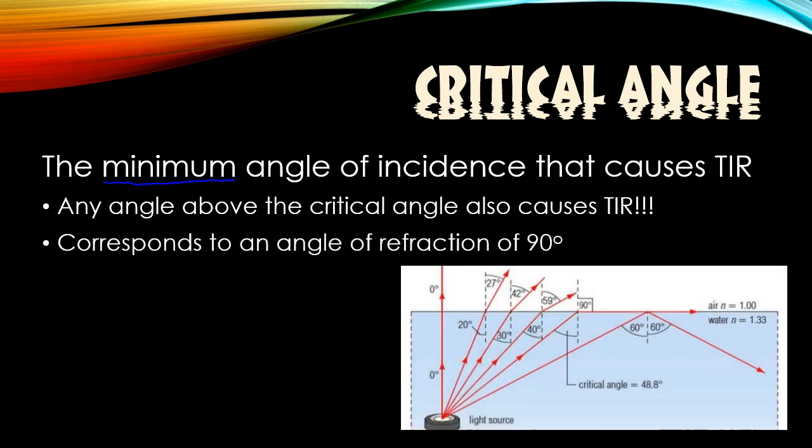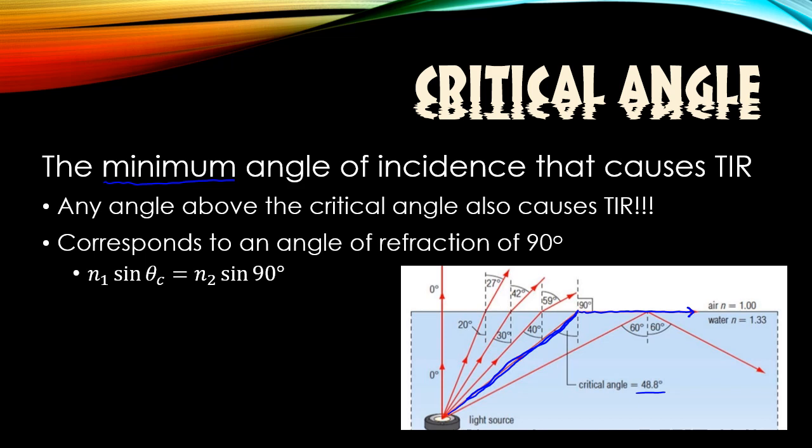So taking a look at this diagram one more time, the critical angle is the one that corresponds to an angle of refraction of 90 degrees. I really want to focus just on this single beam right here that hits my surface at an angle of 48.8 degrees. That's what it happens to be for this water to air boundary. And when that's the case, my angle of refraction is 90 degrees.